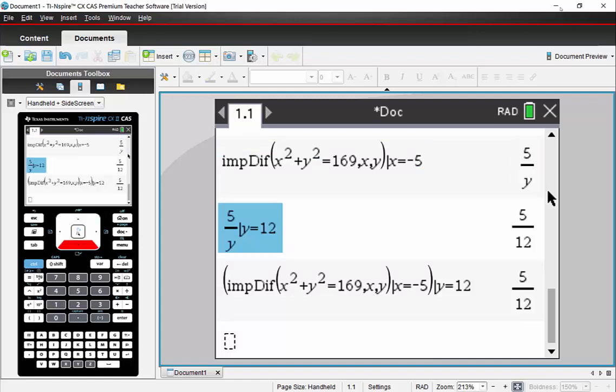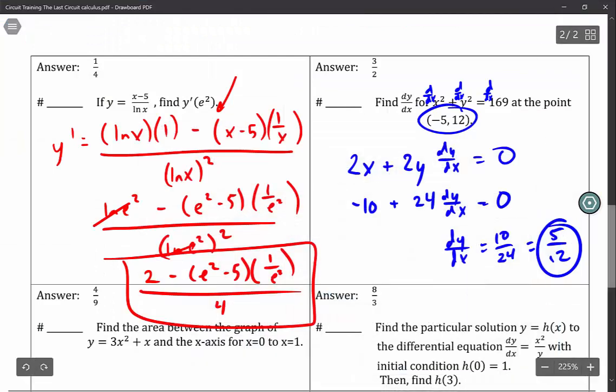But again, you're not going to get points for just going straight to the answer. That's 0 points. You need to have shown your work along the way.